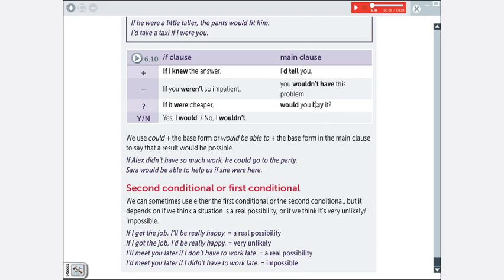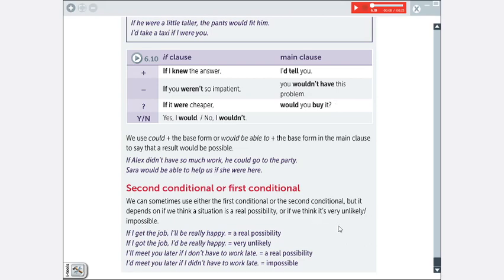But we can also have different forms, for example, that the if clause is positive and the main clause is negative, or the if clause negative and the main clause positive. So all of that depends on what we think.